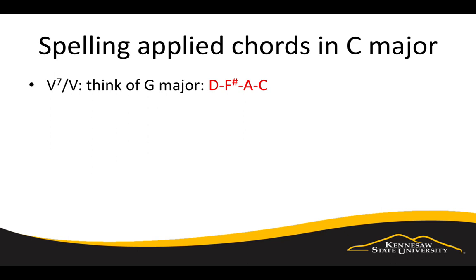Then in the key signature of G major, which is 1 sharp, you skip E, which gives you F sharp. You then skip G, which gives you A. You skip B, which gives you C. Let's try another one. 6/5 of 5. This is not a big deal. All you have to do is simply invert the applied chord.